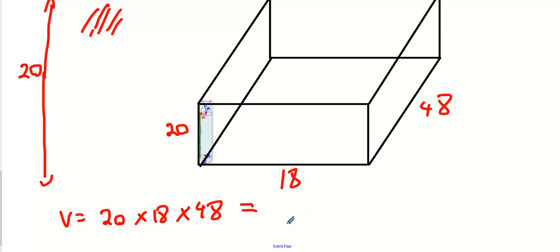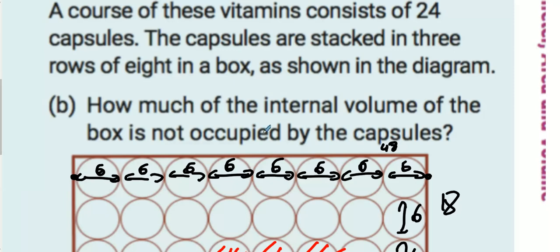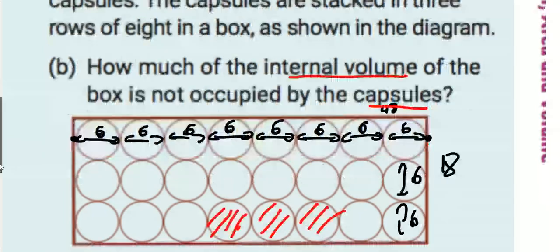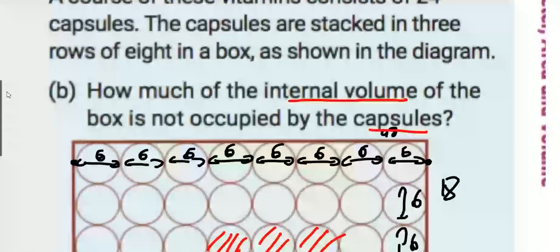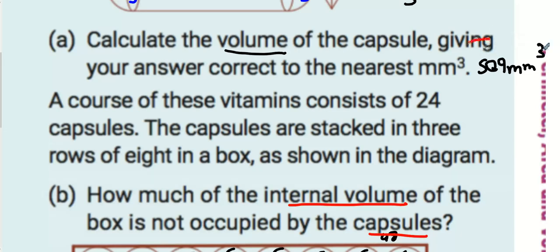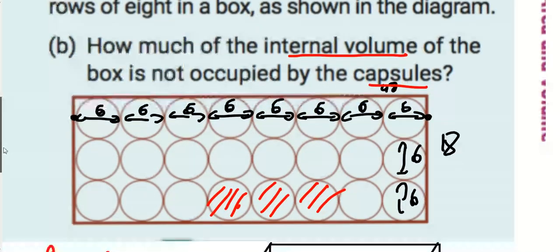Millimeters cubed volume. How much of the internal volume of the box is not occupied by capsules? That's fair enough. Now, lads, how many capsules are there in a box? 24. Does everybody see 24 capsules? Now, what's the size of one capsule? We did it earlier. 509, we'll put it as, all right? So, lads, will you multiply 24 by 509?